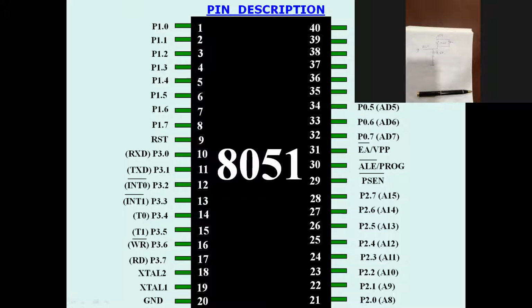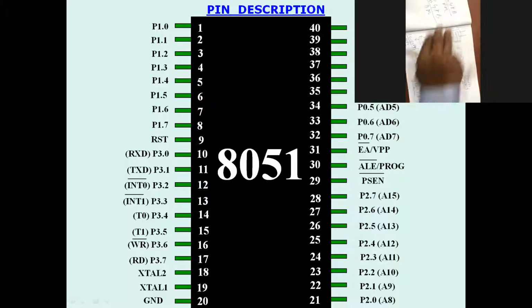Next, what are the functions of RxD, TXD, INT0, INT1? RxD and TXD you already know from the architecture diagram: transmission and reception. TXD is for transmission and RxD is for reception.